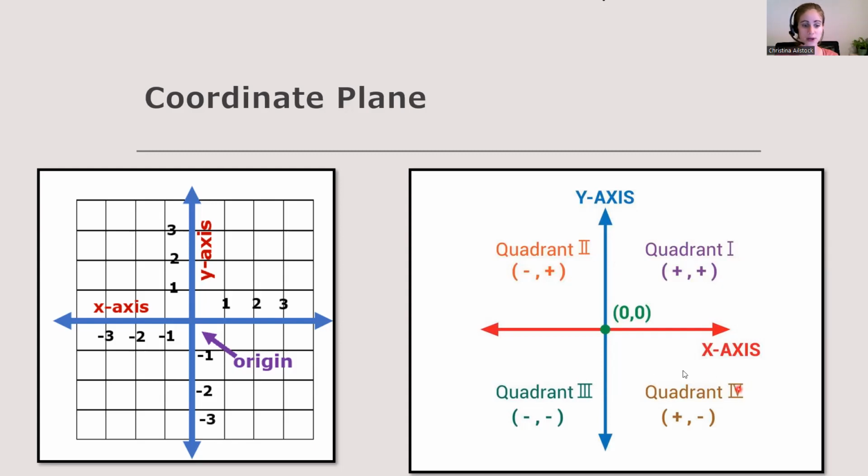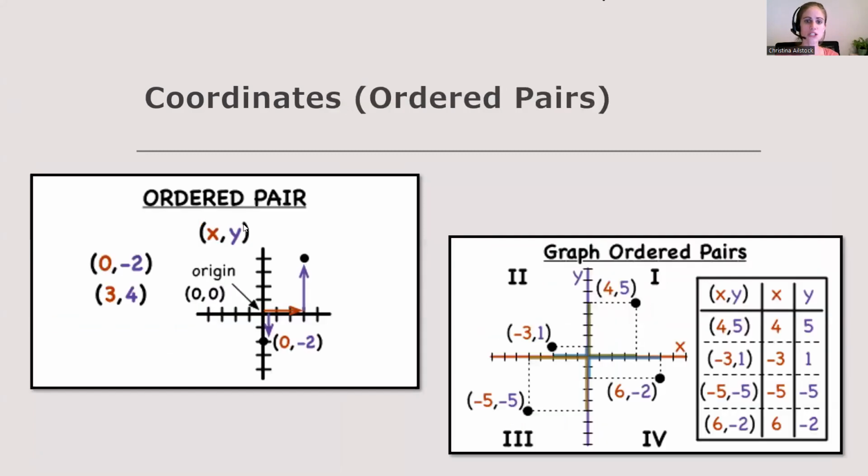And then the last little thing about this is the center of the graph, which is located at 0, 0. It does have a special name, and that's called the origin, because that's where it originates. That's 0, 0. It's the beginning. All right, let's talk a little bit more about those ordered pairs.